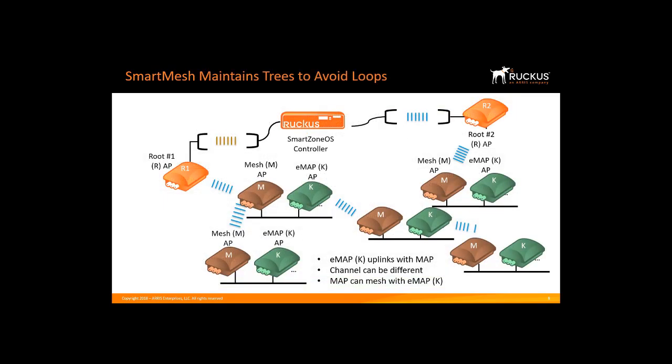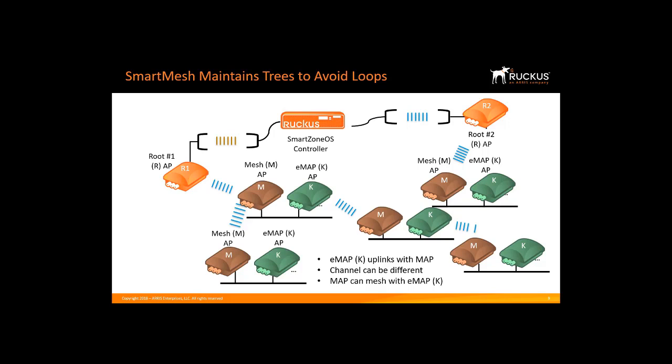Let's review the SmartMesh AP roles and how SmartMesh maintains trees to avoid loops. Here we see a very robust mesh topology. We have two root APs, which doubles the mesh capacity and also provides a level of redundancy and resiliency. We see 5 pairs of non-root APs. The non-root APs are connected with an Ethernet connection.